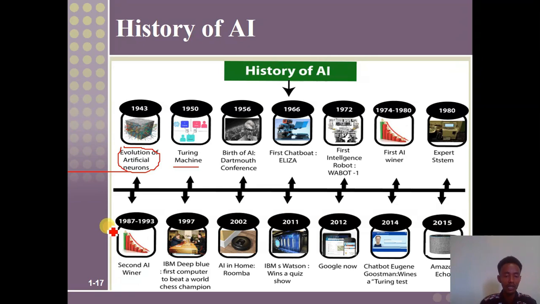Another one: from 1987 through 1993, the second artificial intelligence winter occurred. In 1997, IBM Deep Blue was invented. IBM Deep Blue was the first machine to beat a world chess champion.